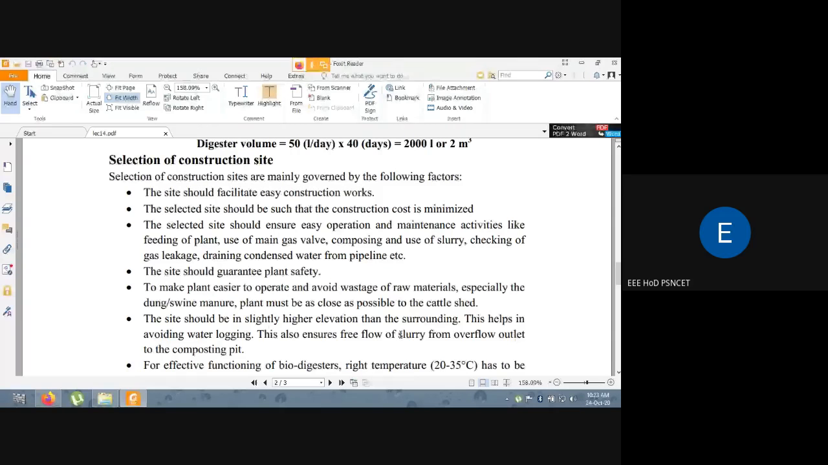Suppose the slurry further exceeds, in a huge amount, it will overflow through the outlet tank. There is an overflow tank. Okay. So if we have placed it in a sloping structure, definitely it will come out, or else it may reach the gas pipes also. Okay. So it will help in two ways.